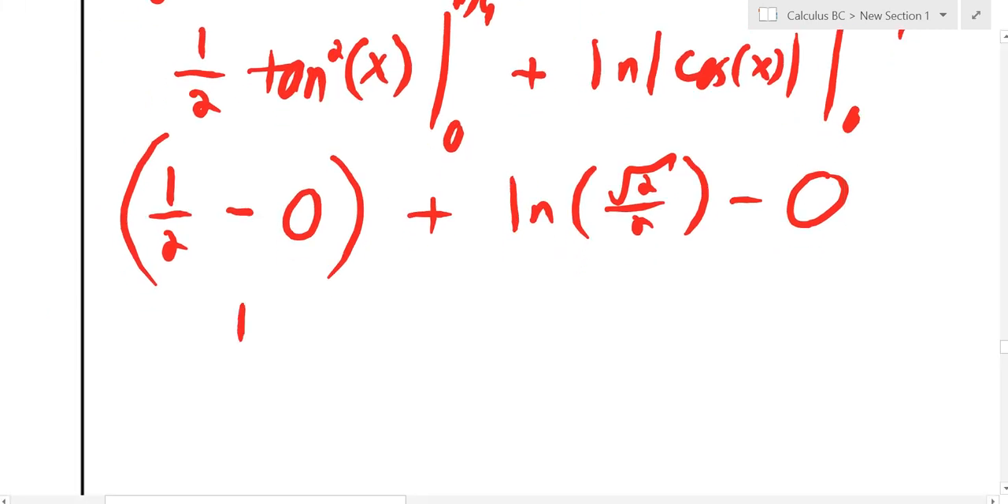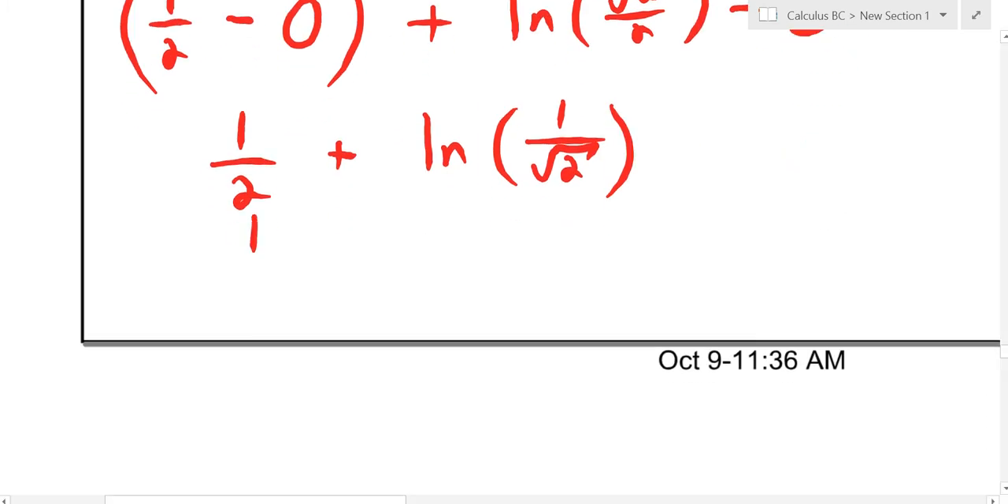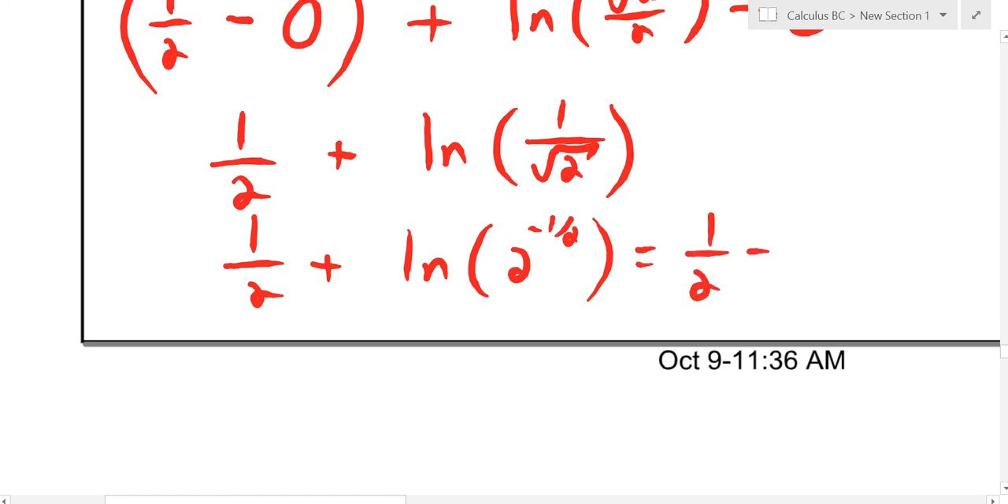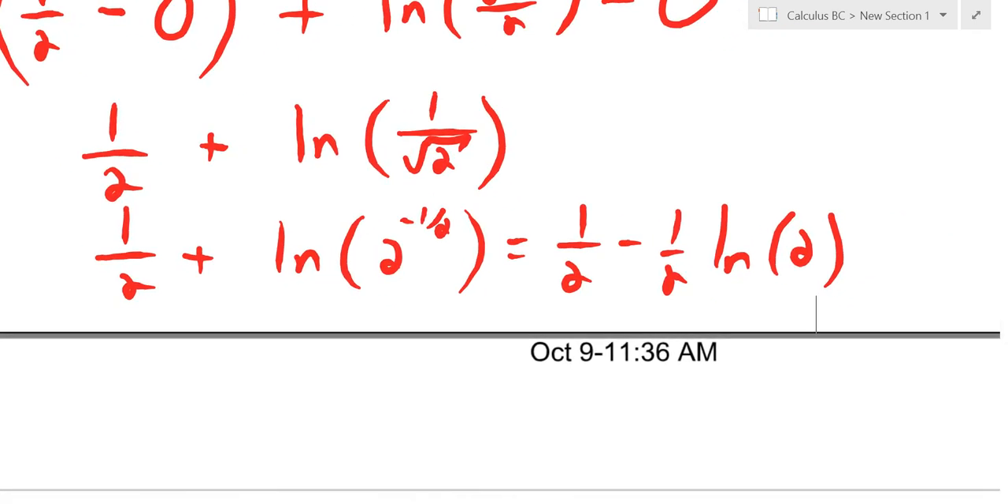And look what they might do to you just to be jerks. Are you ready for this craziness? Check this out. They're going to rewrite this. Do you guys know that root 2 over 2 is the same thing as 1 over root 2? Do you also know that that's the same thing as ln of 2 to the negative 1/2? And you also know that's the same thing as 1/2 minus 1/2 ln 2. If this is a multiple choice thing, you might see that answer, not the answer we got.